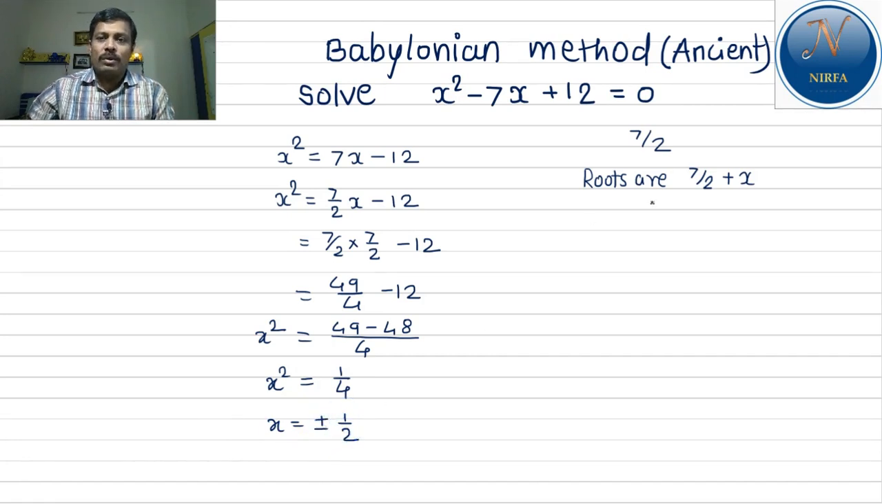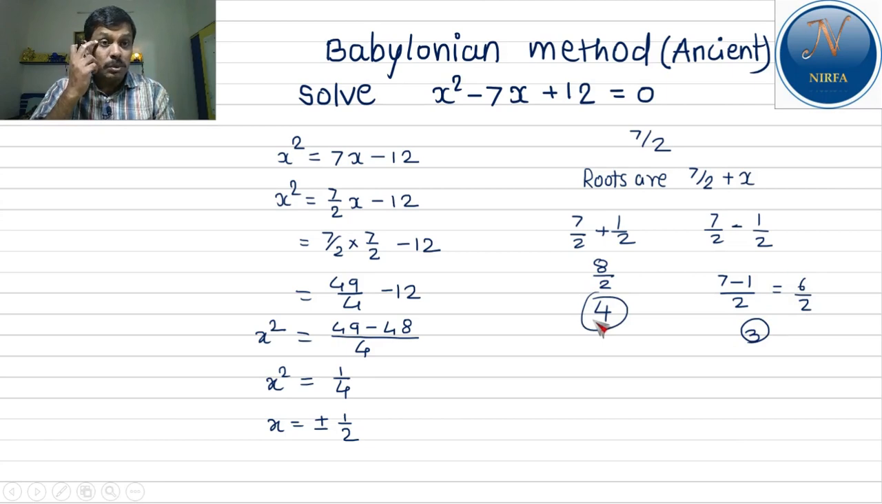Now you put this value here. So your first root is 7 by 2 plus 1 by 2, and your second root is 7 by 2 minus 1 by 2. So 7 plus 1 is 8, 8 upon 2, that is, the first root is 4. And this is 7 minus 1 upon 2, that is 6 by 2, and therefore your second root is 3. So you are getting these two roots. How simple. Thanks, Babylonian method.